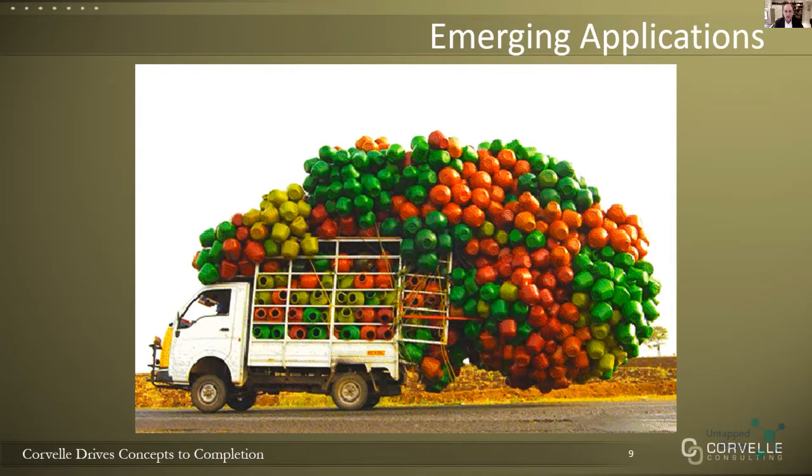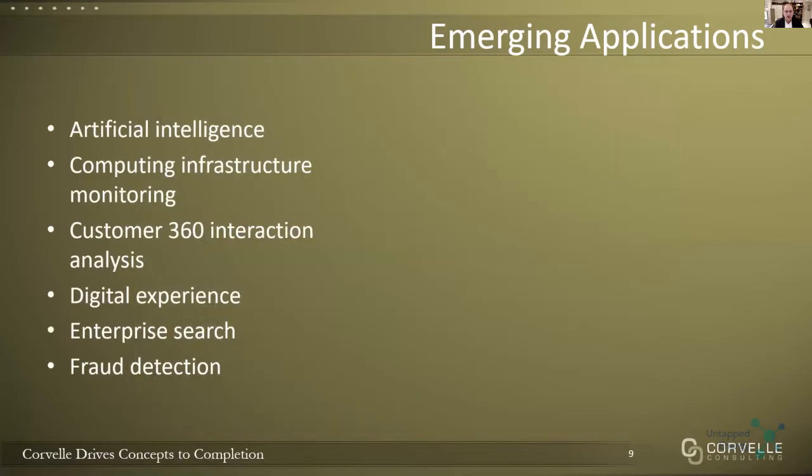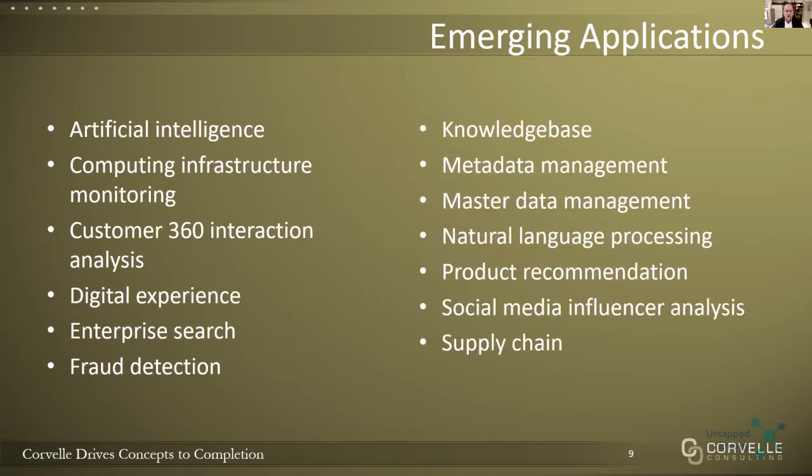So examples of these applications for which IT professionals need to seriously consider graph databases include the following: artificial intelligence, computing infrastructure modeling, monitoring, customer 360 interaction analysis, the digital experience that our customers are encountering, enterprise search, fraud detection, knowledge base, metadata management, master data management, natural language processing, product recommendations, social media influencer analysis, supply chain.